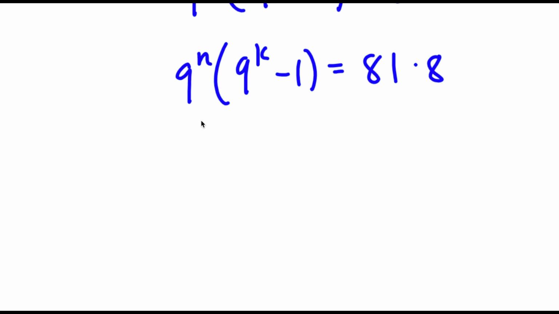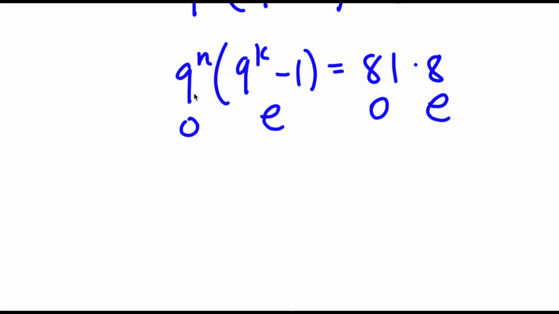Now, 9 to the power of any number is going to be odd, right? But an odd number minus 1 is going to be an even number. So 9 to the power of n is odd, and 9 to the power of k minus 1 is going to be even. So 81 is odd, and 8 is even.